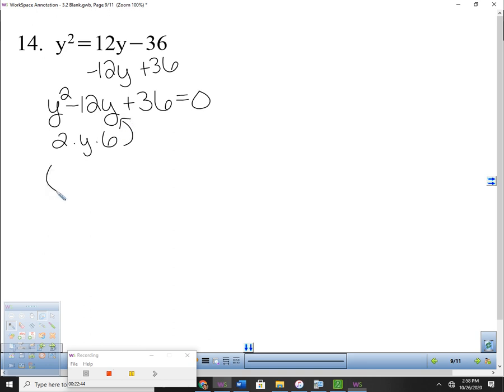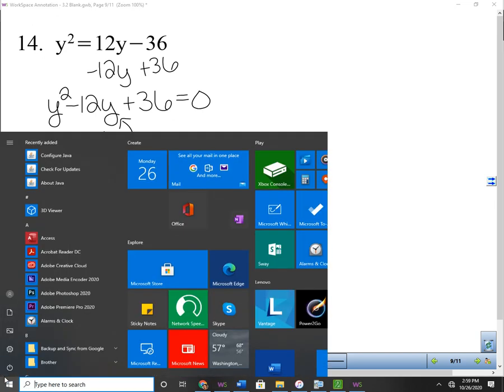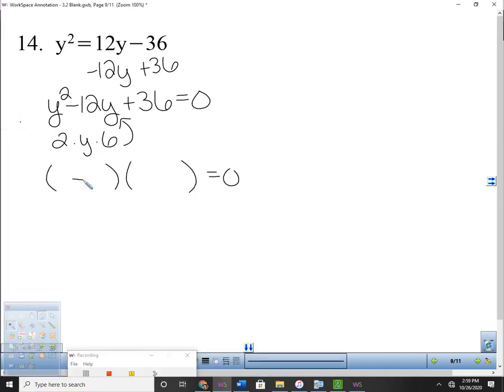Okay? So I'm going to have 2 of the same. What kind of signs? Okay, what goes in front? And what goes in the back? Good. And your answer will be? Okay, you're really just doing the opposite of this, right?